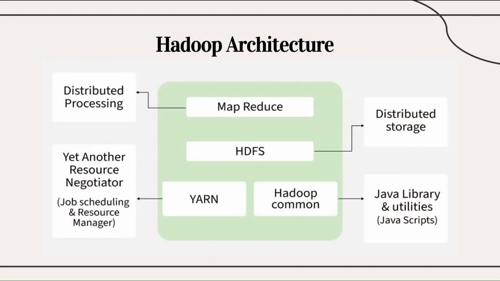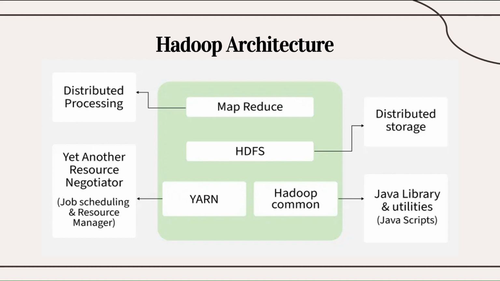Now that we know what Hadoop is, let's explore how it actually works, starting with its architecture. Hadoop's architecture has four main components: the Hadoop Distributed File System, MapReduce that handles data processing, Yet Another Resource Negotiator, YARN, that manages resources and schedules jobs, and finally Hadoop Common that provides the core libraries and utilities. Each layer works together to enable distributed computing across a large number of low-cost machines.